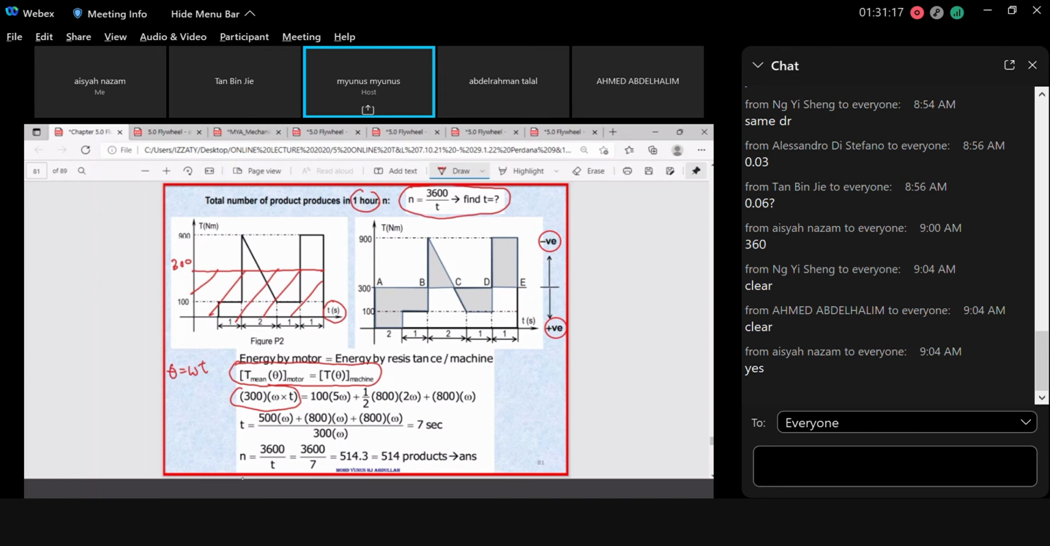The next thing is to calculate what will be the graph given. The graph given will be the blue line. This one is from the machine. This one is from the motor. So for the whole machine, you calculate this and you'll get T as 7 seconds. Then 3600 divided by 7, you have 514.3. So you have 514 products produced in 1 hour. Okay, it's not very difficult, isn't it?